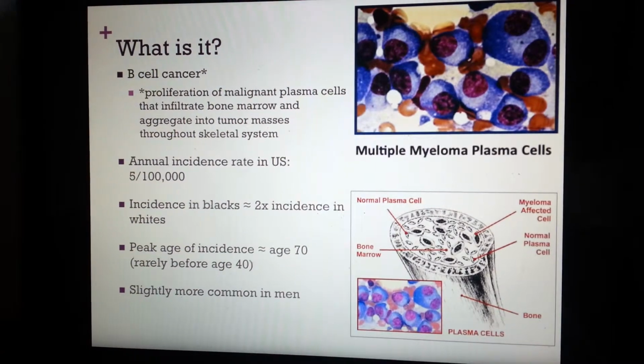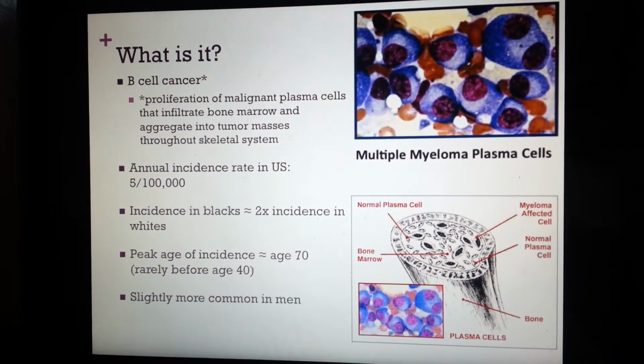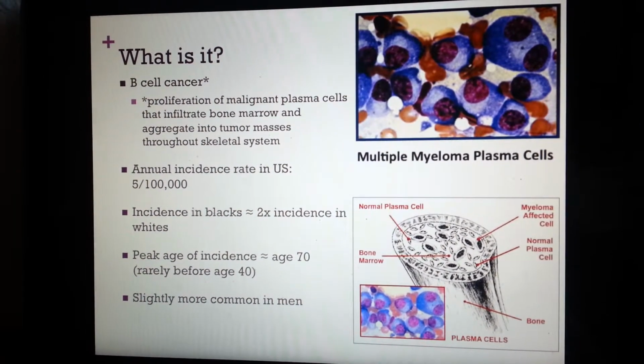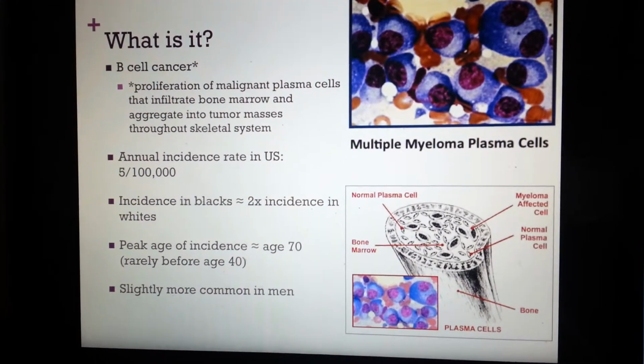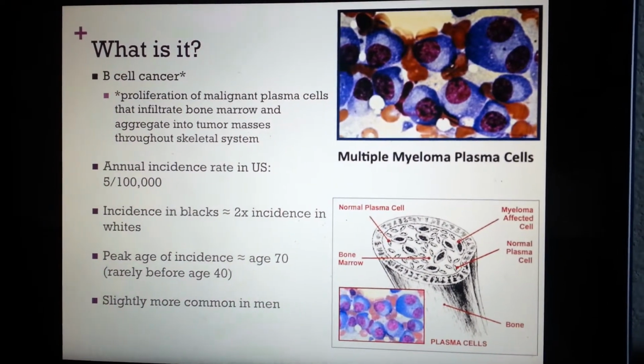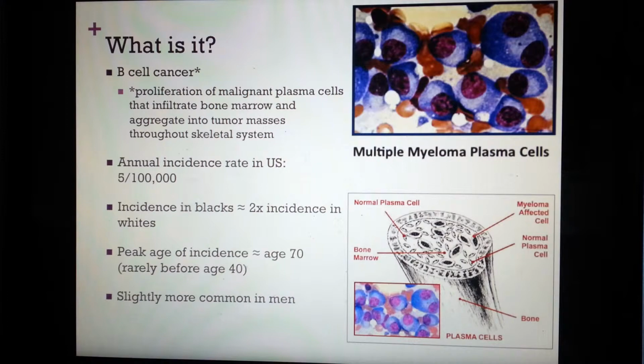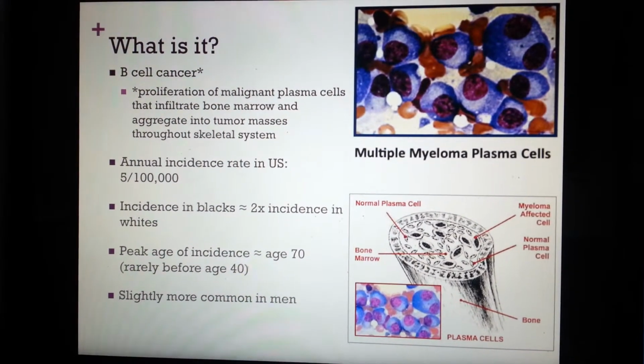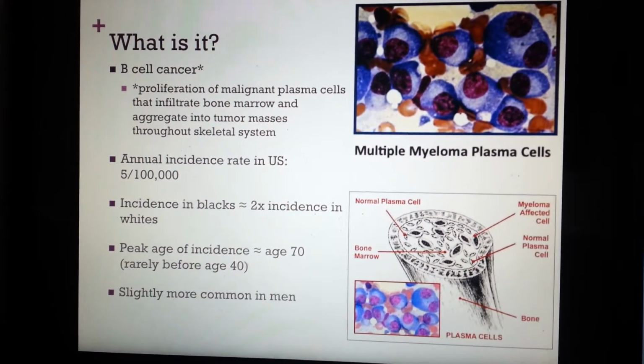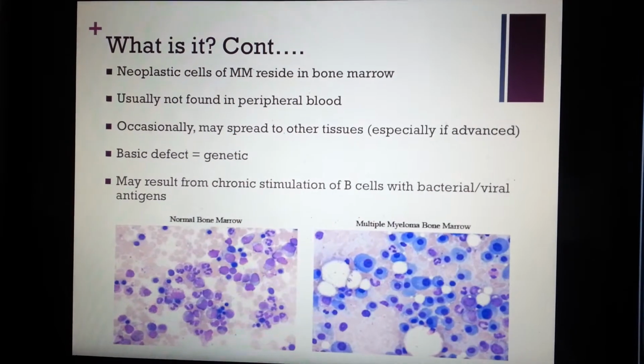This occurs in about 5 out of every 100,000 people in the United States. It occurs about twice as much in blacks as it does in whites, but it does occur in all races. It usually occurs around age 70, but rarely before age 40, and it's slightly more common in men.